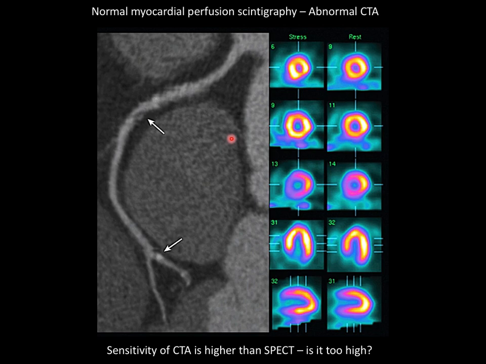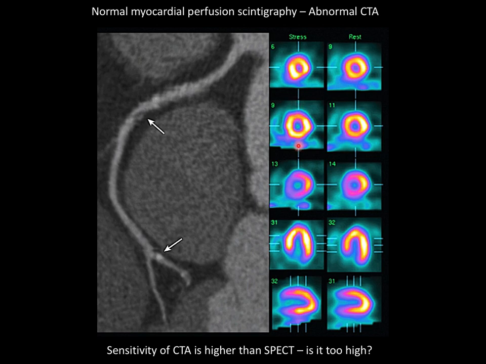So here's an interesting case. So these, you're used to these now. This is the stress acquisition, and then you let them rest for a while. You do a new injection, and you get rest. So it looks pretty normal here. There's a bit of a lower signal here, but it's likely because we're all the way at the base of the heart. But at the mid level, it looks pretty normal, and the rest looks normal. So it doesn't look like there's ischemia down here.